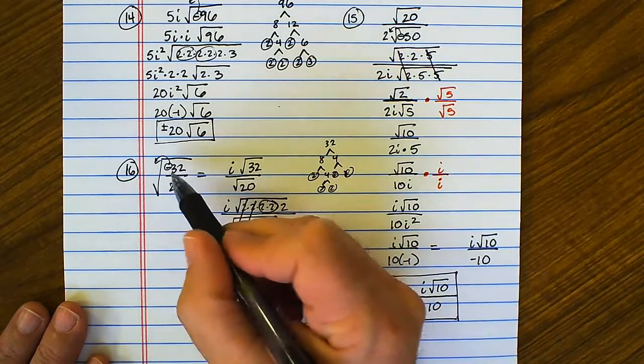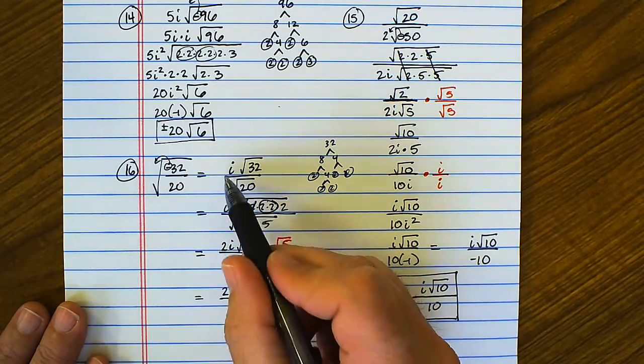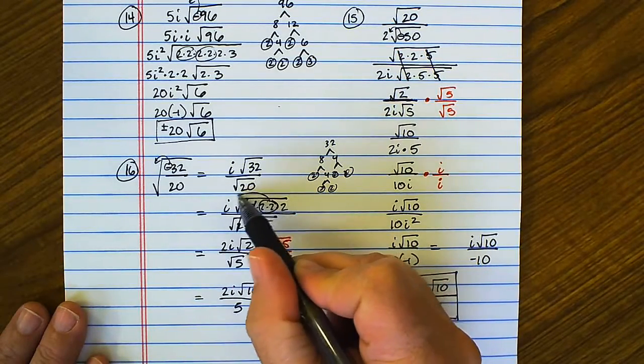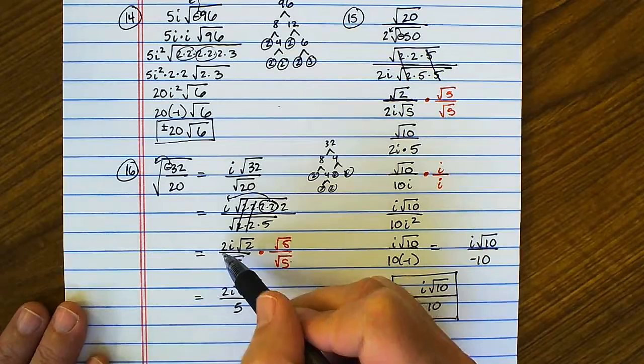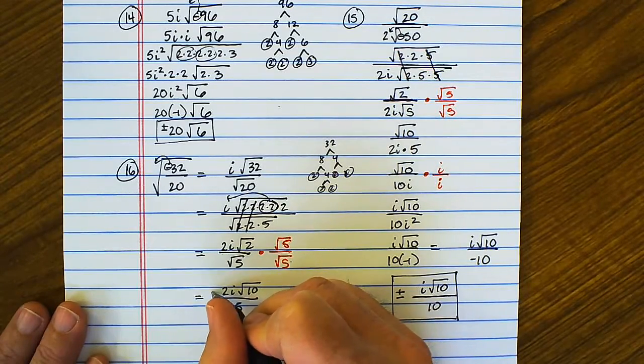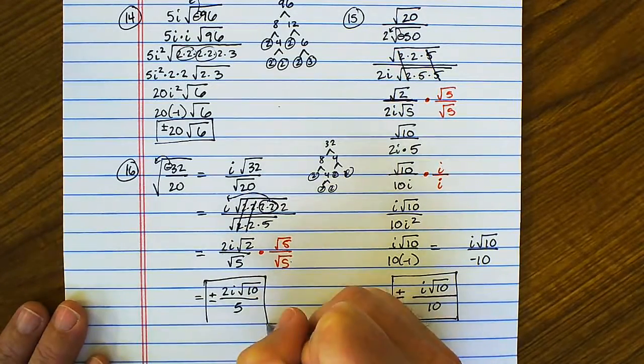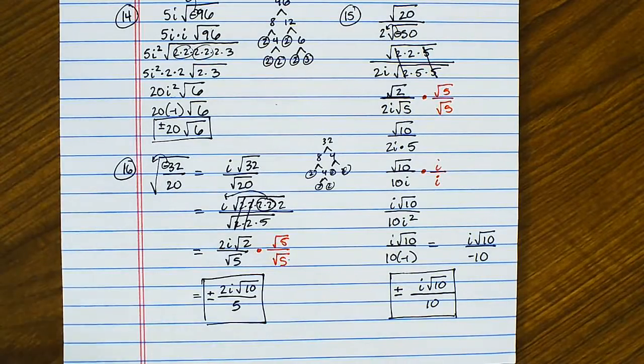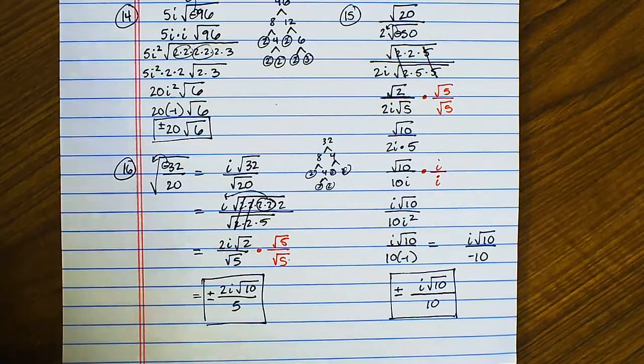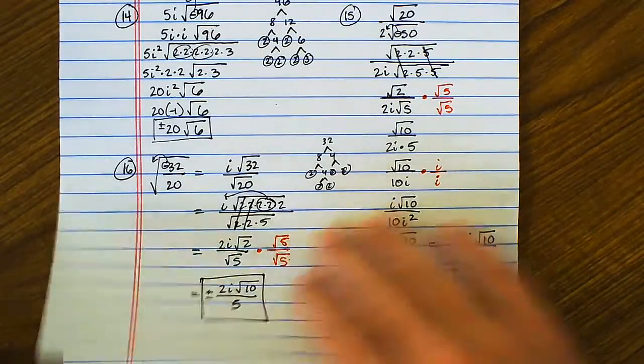Did anything come out? Yes. Here the negative came out to make the i. Here the 2 came out to make the 2. We had plenty of things come out, so I'm just going to put a plus minus in front of this, and I get plus or minus 2i radical 10. All right, let's keep going. 6 more. Now we get to the quadratic formula stuff.